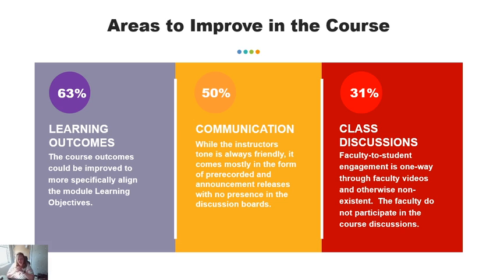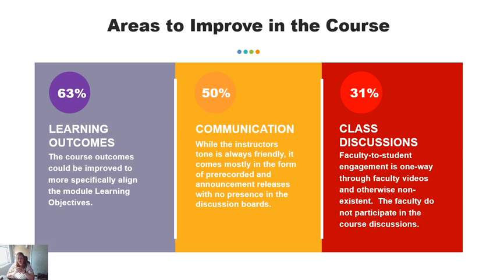So the second area that could use improvement is communication. It only scored a 50%. And while the instructor's tone is always friendly, it comes mostly in the form of pre-recorded or somewhat robotic announcement releases. I would recommend posting a communication expectation and a feedback grading plan to let students know how and the best times to reach them, as well as your grading timeline to get back to them.